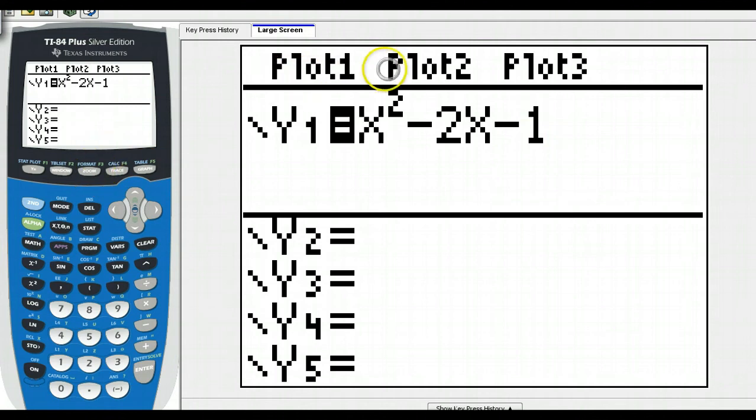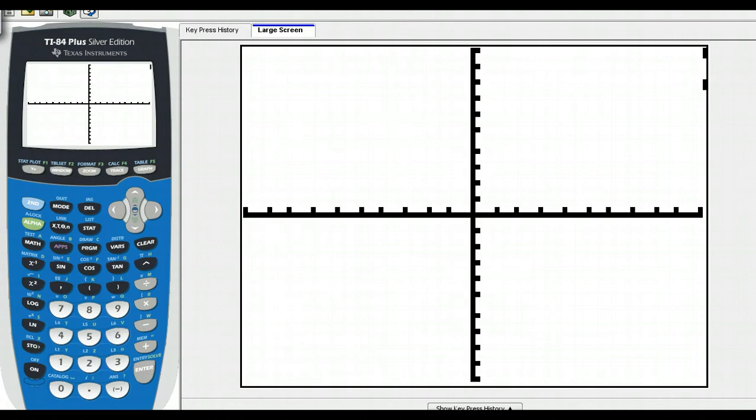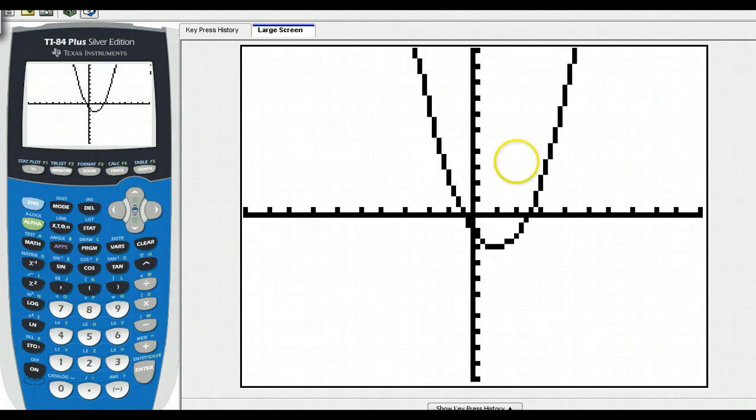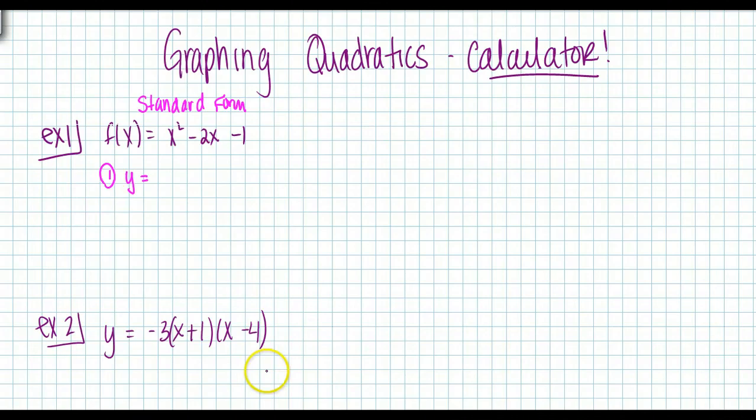Now you want to make sure all of your plots are off. And a good place to start is always zoom 6. It brings us back to that standard window. And I think we have a very nice view of our parabola now, so we don't really need to change anything. So the next step is to actually find the vertex.